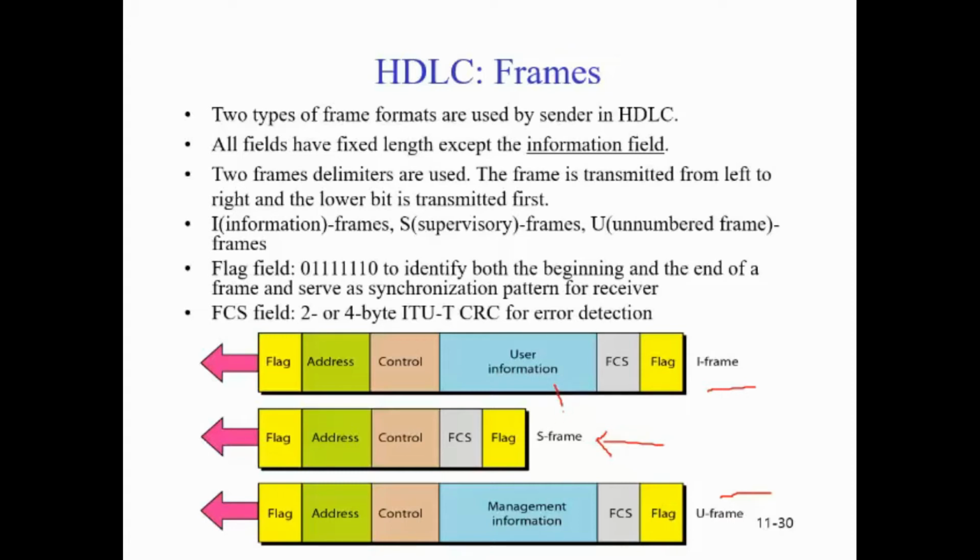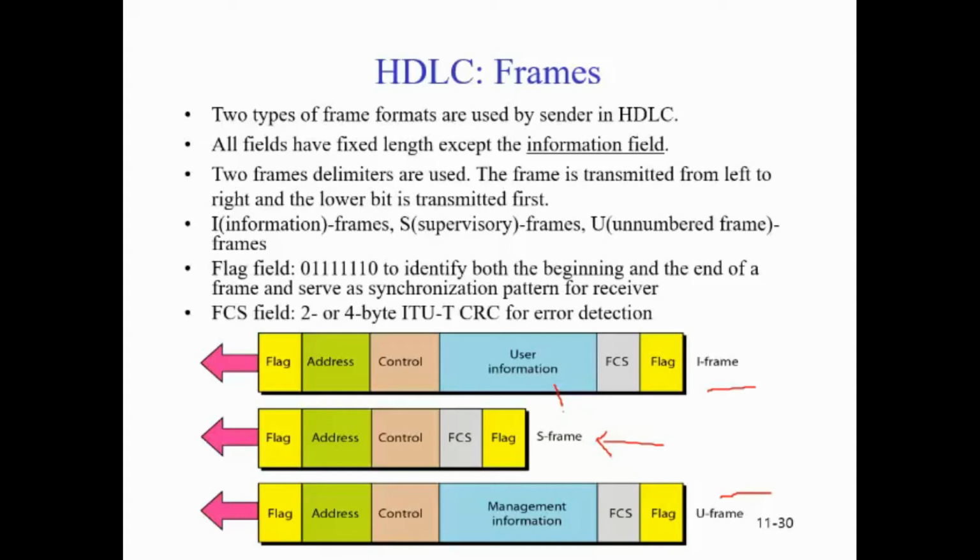Two frame delimiters are used. The frame is transmitted from left to right and the lower bit is transmitted first. So we have the I frame, which is called the information frame, then the S frame, which is the supervisory frame, and then the U frame, which is the unnumbered frame. Each type of frame serves as an envelope for the transmission of different types of messages.